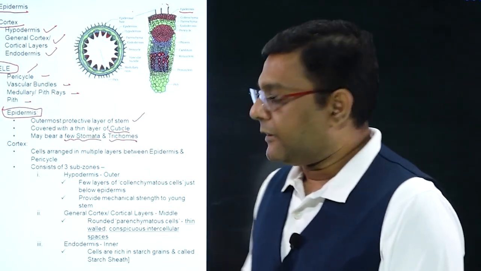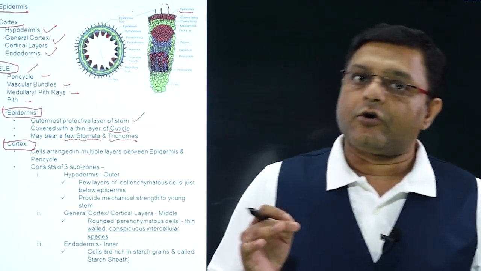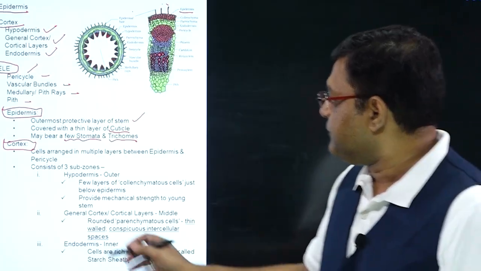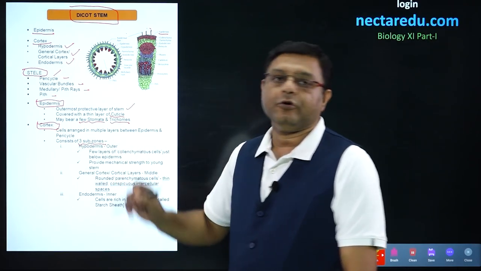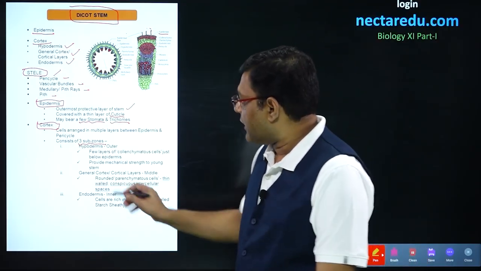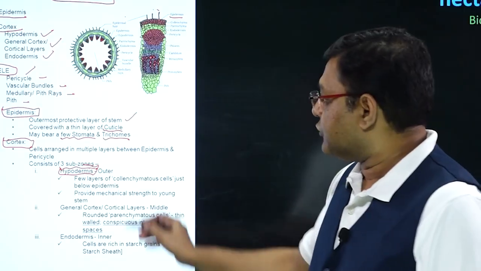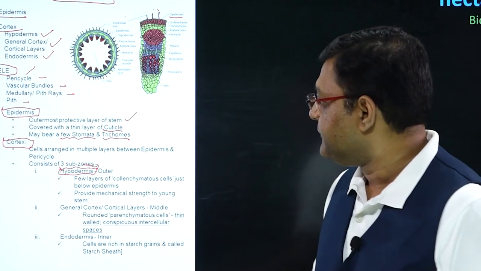Now, below the epidermis, the second layer will come, and that is cortex. Cortex is a part of ground or fundamental tissue system, and in this cortex, it will have three subzones present here. So, we will talk about the first subzone, and that is the hypodermis. Hypodermis will be the outermost subzone of this cortex.